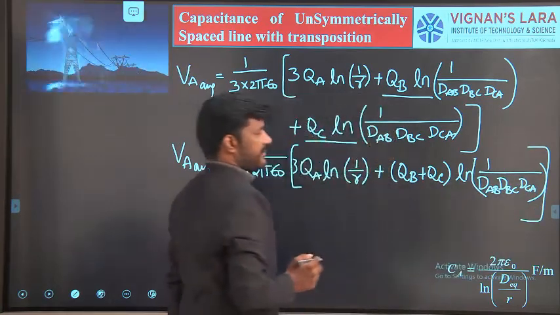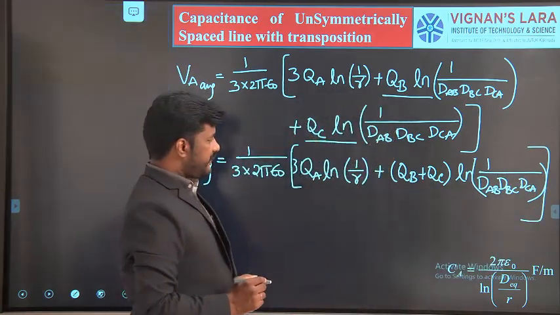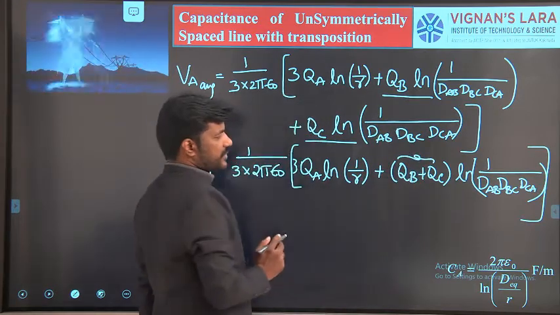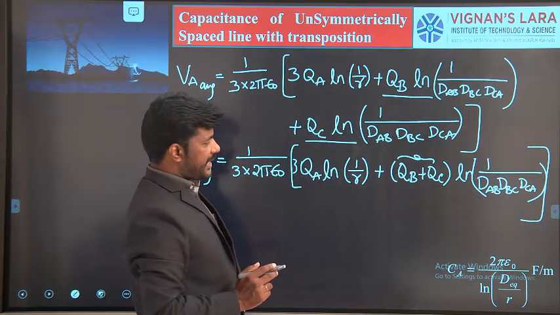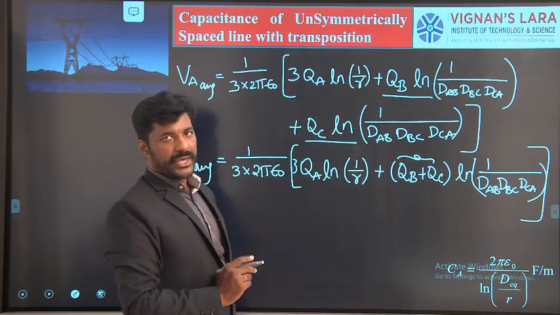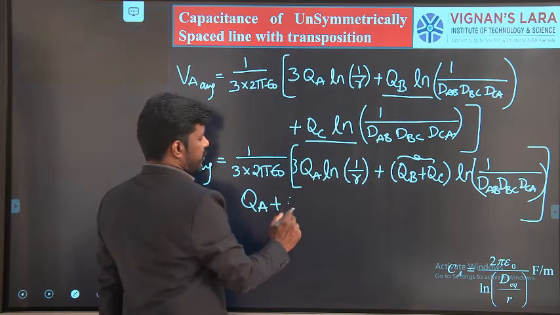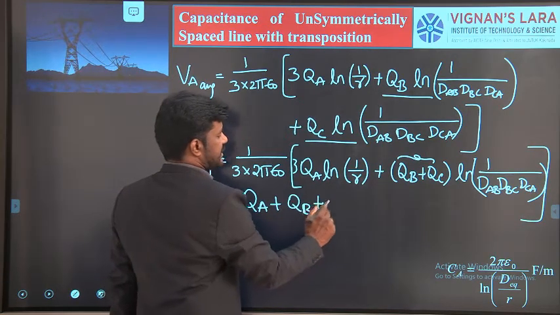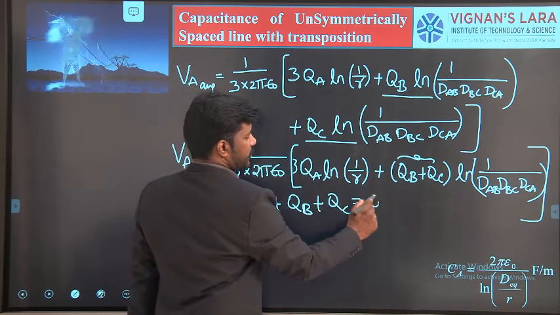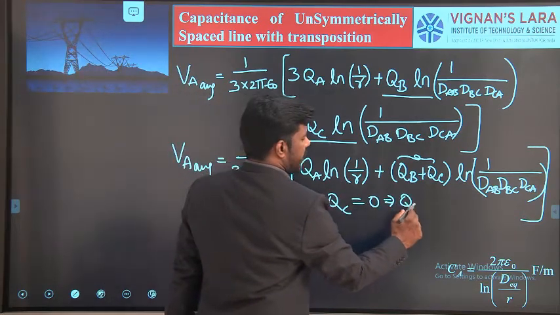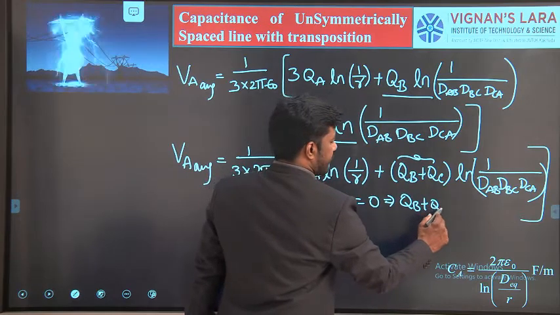This is the simplified version. In this simplification process, we also know that the summation of the 2 charges QB plus QC can be replaced with minus QA, because it is a balanced system. In a balanced system, we know that the sum of all the 3 charges is 0: QA plus QB plus QC is equal to 0, where you can write this QB plus QC as minus QA.